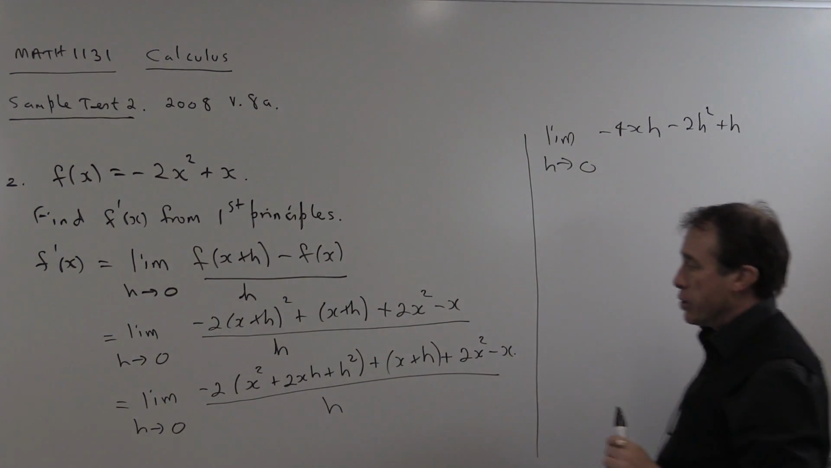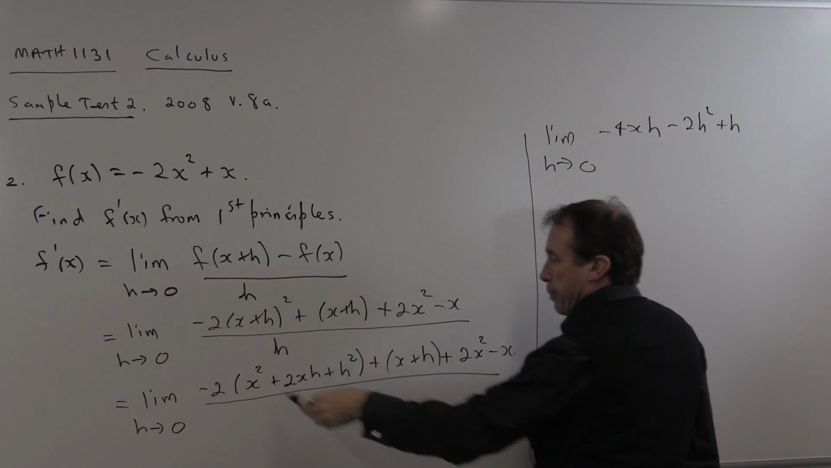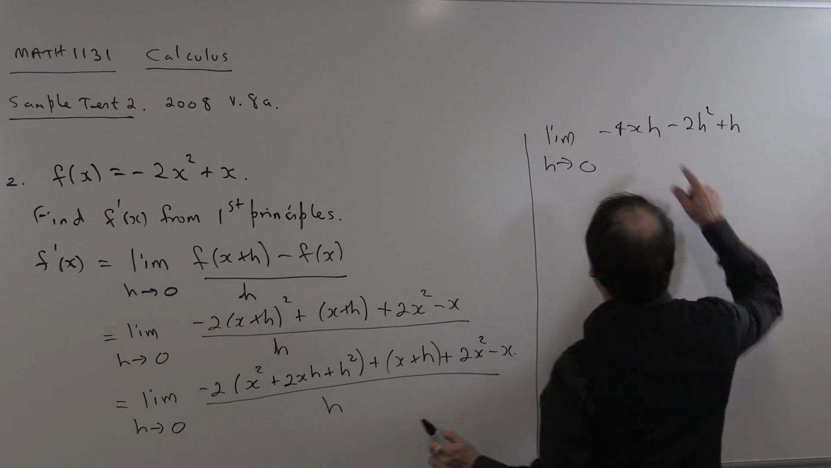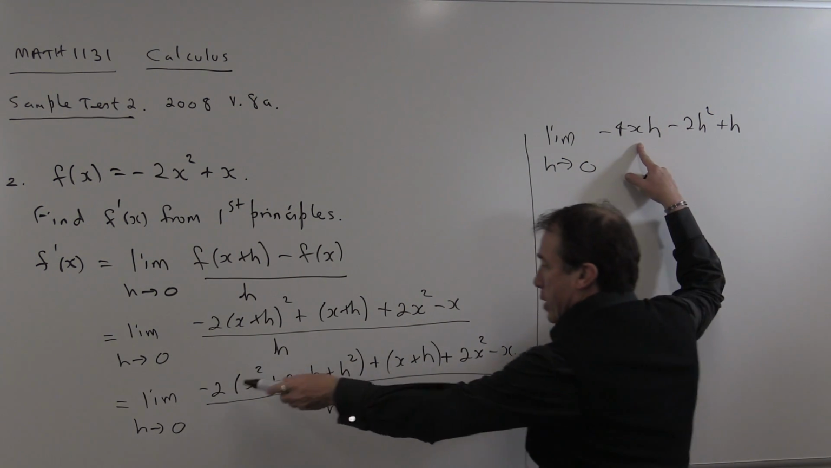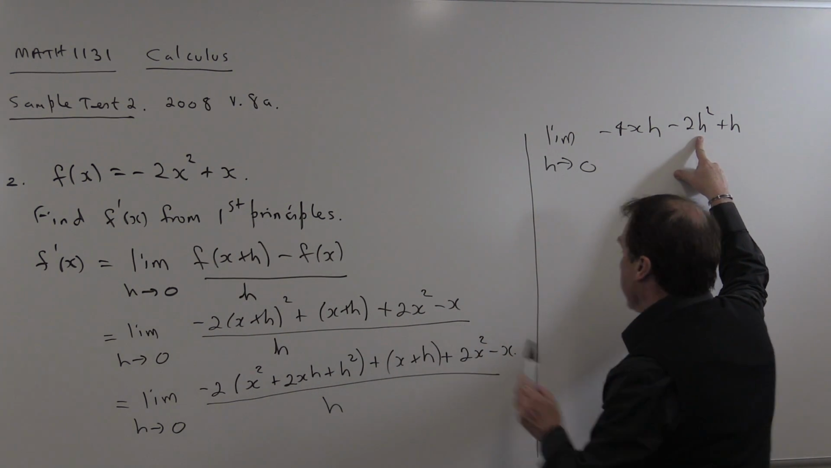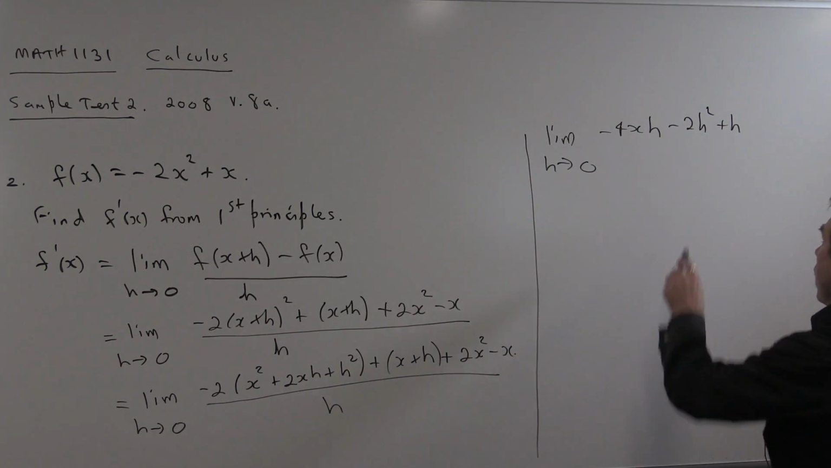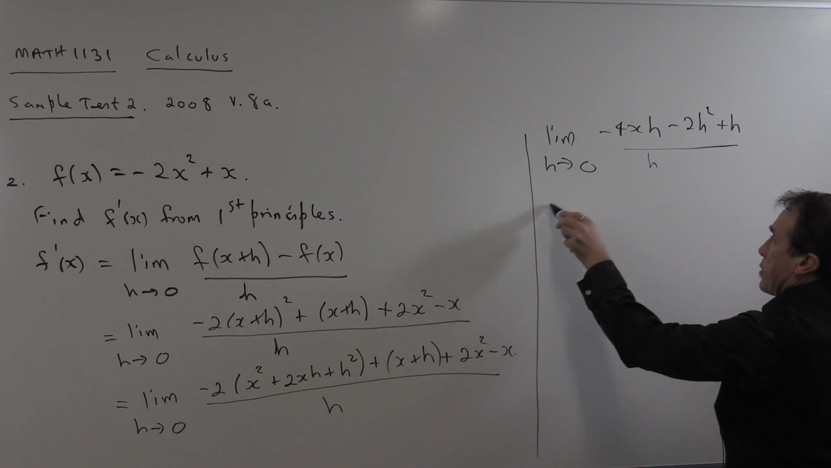So just check I've got all the terms. Minus 2x squared cancels with that one, so that's gone. Minus 4xh, I've got that term here. Minus 2h squared, got that term there. The x's cancel and I get a plus h. So, and this is all divided by h.